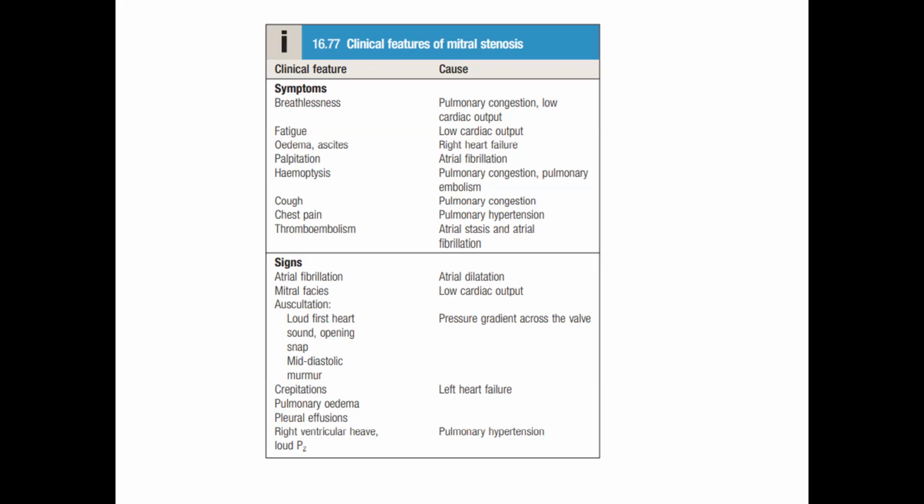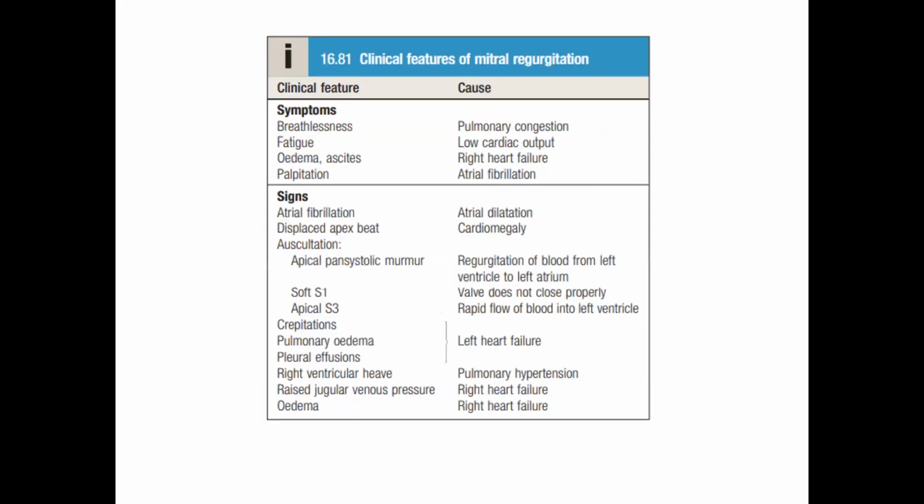And the signs: there will be atrial fibrillation, mitral facies, then mid-diastolic murmur. We were discussing the murmurs in the previous session, which you will be remembering. There will be mid-diastolic murmur, pulmonary edema, pleural effusion, and also right ventricular heave and loud P2. So remember all these things: mid-diastolic murmur, mitral facies, atrial fibrillation. And the thing you should remember is the cardiovascular cause of hemoptysis: mitral stenosis.